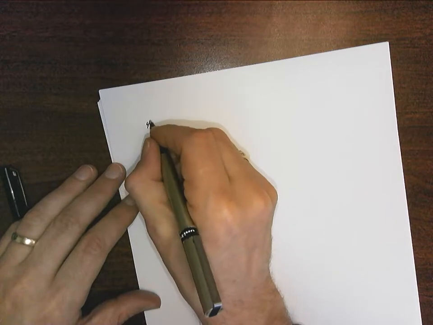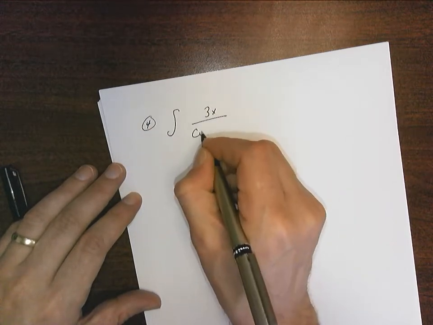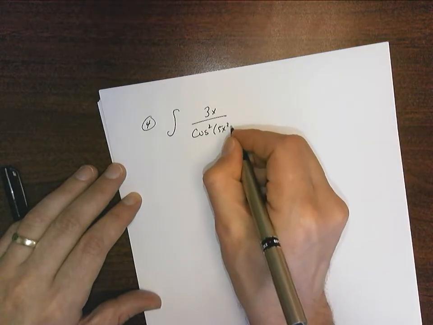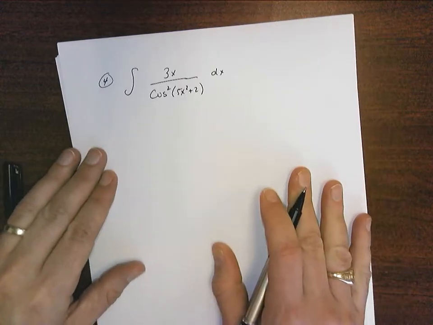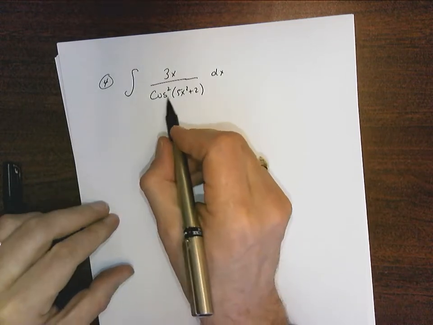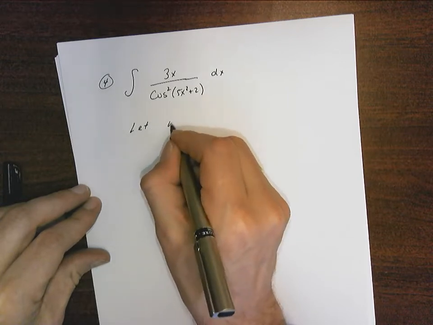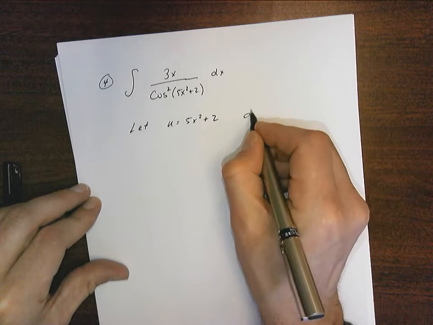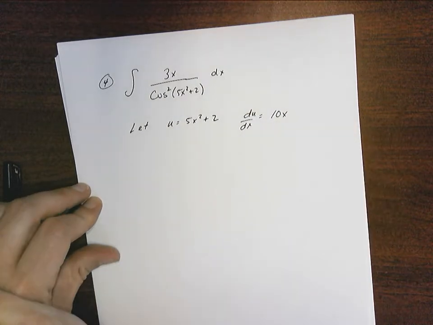Okay, number 4 is the integral of 3x over cos squared of 5x squared plus 2, dx. I'm going to think about this for a minute. I wonder what I'd let u be. I don't know how to deal with this, so I think I'm going to let u equal 5x squared plus 2, which means that du by dx is going to be 10x.